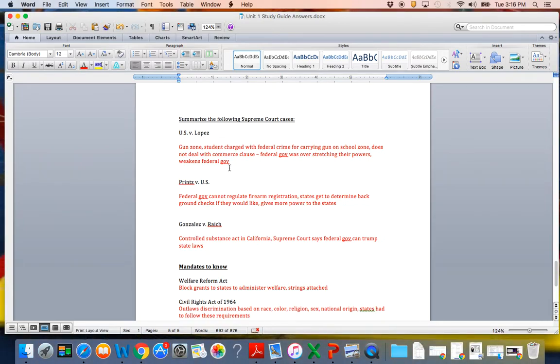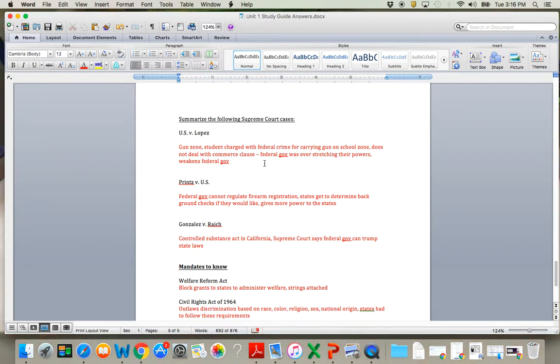Some Supreme Court cases here. U.S. v. Lopez: a kid brings a gun onto a school zone. They try to charge him with a federal crime, and the federal government was trying to apply the Commerce Clause, but the Supreme Court said this has nothing to do with the buying or selling of goods and services. They were overstretching their powers, and this would weaken the federal government.